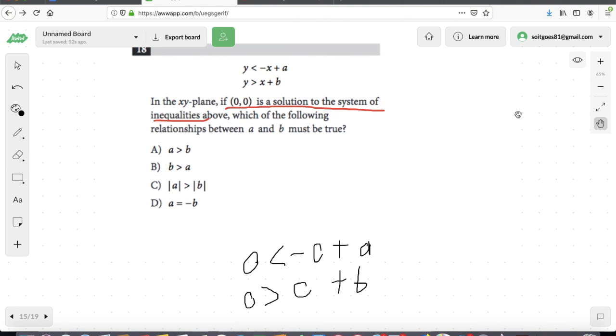We can simplify those two statements. First let's simplify the top one. We get 0 is less than a, and then for the bottom one we get 0 is greater than b. Does that make sense?